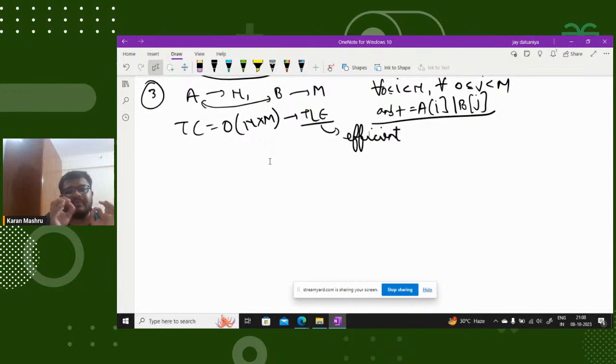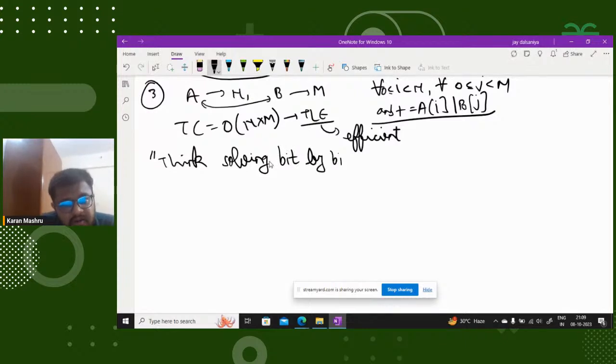See, whenever you get a bitwise question and you want to solve it efficiently, in most cases what you need to do is, I'm double quoting it, think solving bit by bit. Think solving the problem bit by bit. What would be the contribution of this bit to my answer, and so on.